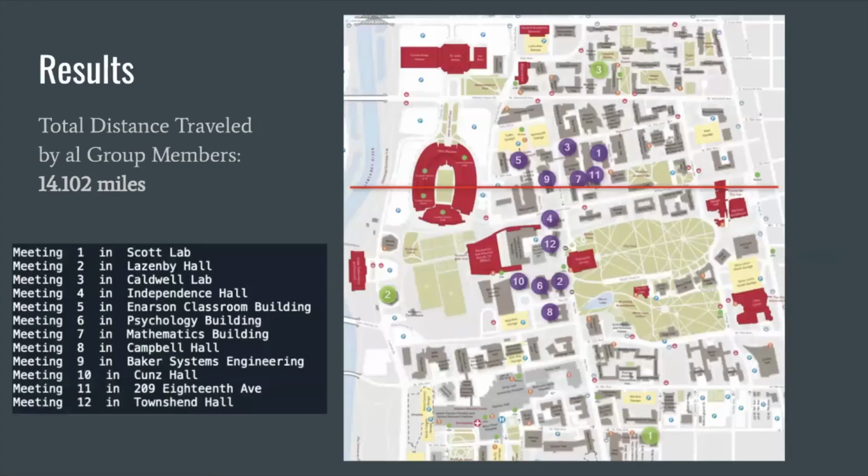As a result, the total distance traveled by the group was 14.102 miles. If you look at the map on the right, the green circles represent the starting locations of each group member. The purple circles represent the buildings that were chosen for each meeting. The red line is the divider between North and South Campus. As you can see, the meeting locations alternated between North and South Campus.